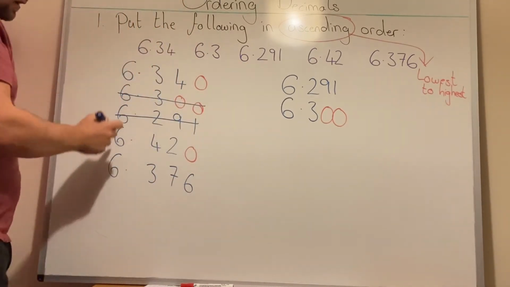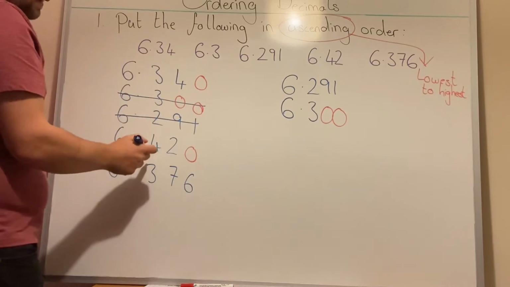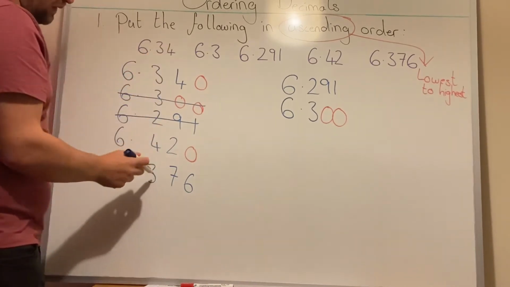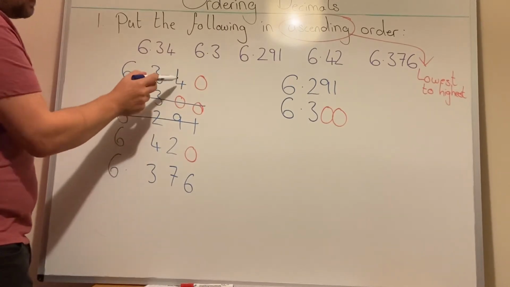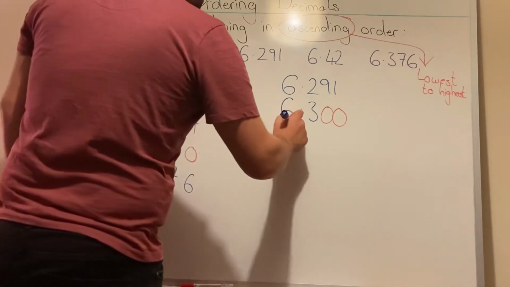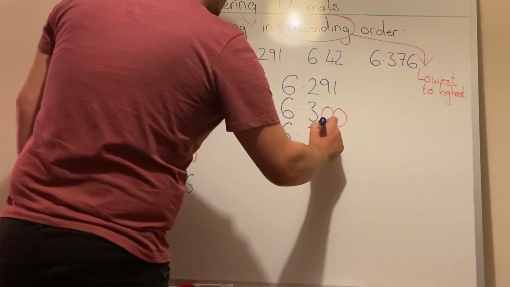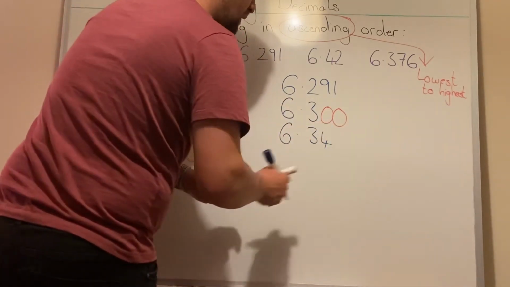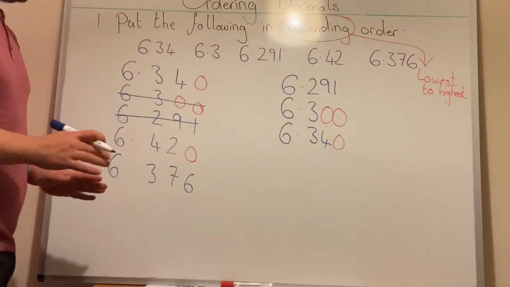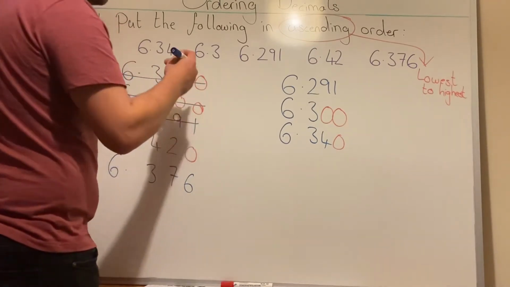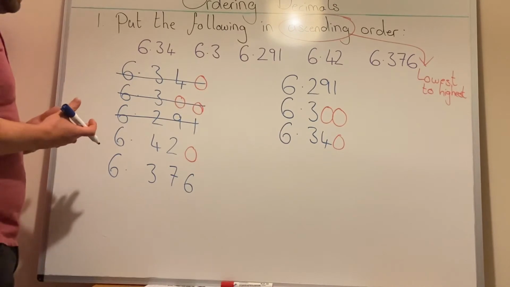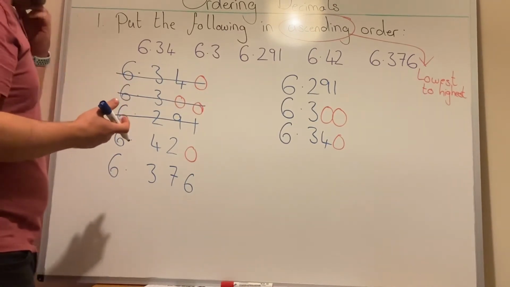Next one, again, the first column is not helpful. We've got a 3 there and a 3 there for the second decimal place. So we now need to look at the next column. We've got a 4 here and a 7 there. So the next smallest one is 6.34. Again, if you want to put the 0 in, please feel free to do it. If you don't want to, it's fine. Don't forget to cross it off. We cross it off so that we don't repeat any numbers. If you start repeating numbers, you're potentially going to lose marks.